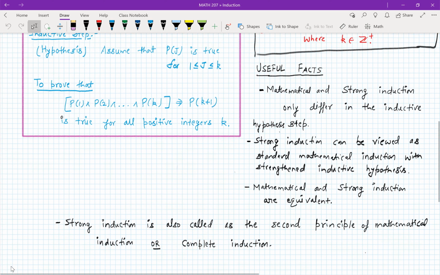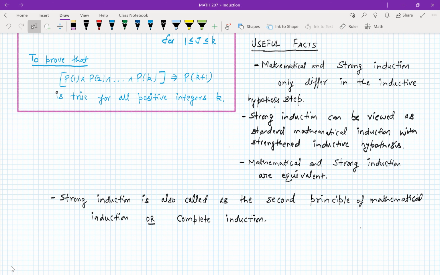Strong induction is also called the second principle of mathematical induction, or sometimes complete induction. If you want to compare simple mathematical induction with strong mathematical induction, you can use an analogy: simple mathematical induction is a screwdriver, and strong induction is the same tool with more power, a power screwdriver. But they both do the same task. So that's the reason they are equivalent.